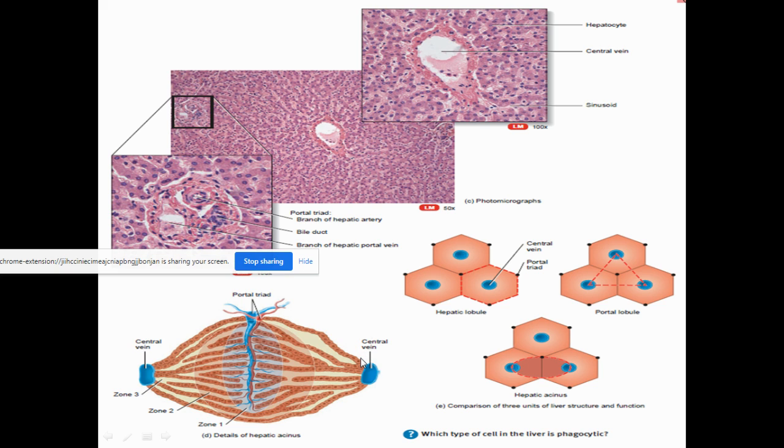Regeneration capacity is also less. So zone 2 is in between zone 1 and zone 3. What are the characteristic functions of zone 2? It is intermediate between zone 1 and zone 3. So that is the thing.